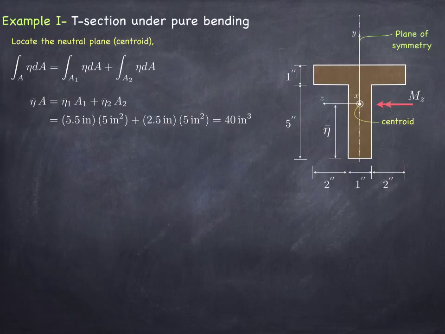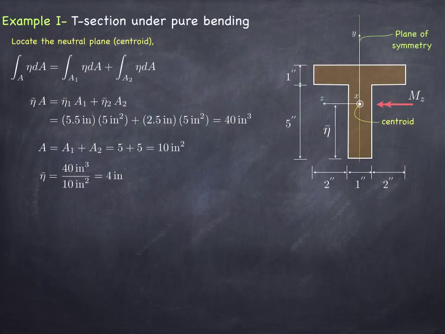And eta 2 bar is the distance of the centroid of the web of the T section from the bottom. That is going to be half of 5 inches, which is 2.5 inches. And A2 will be simply 5 times 1 inch, 5 inches squared. If I add all those numbers up, I get 40 inches cubed, which is the unit of the first moment of area. And if I divide this result by the entire cross-sectional area, which is 10 inches squared, then I will have found that eta bar is merely 4 inches. So eta bar, the centroid of the cross-section, is 4 inches from the bottom of the T section.